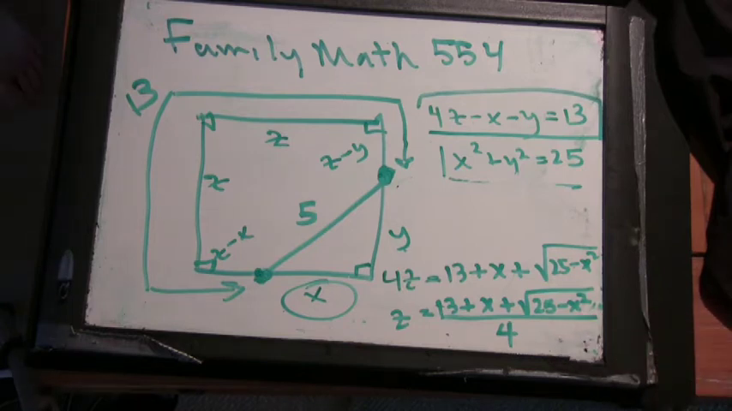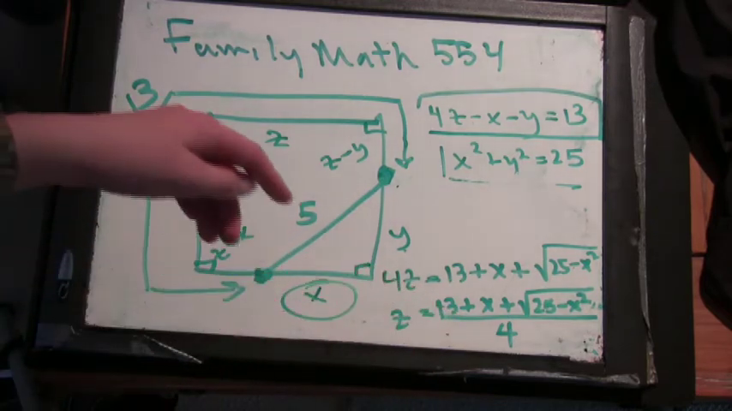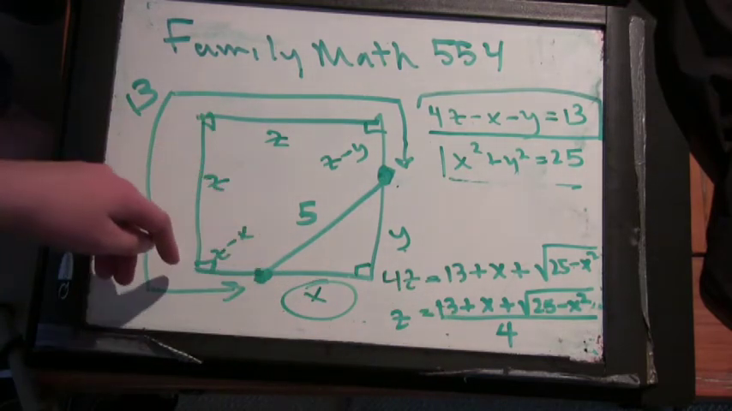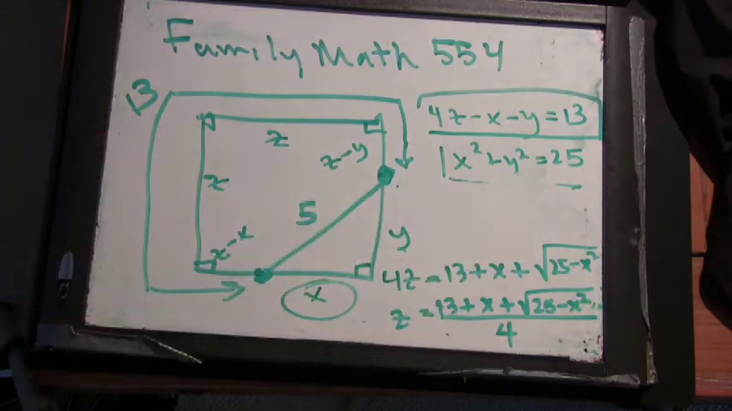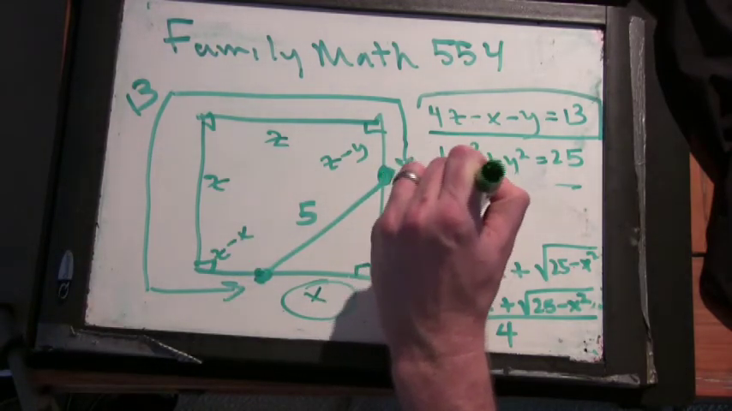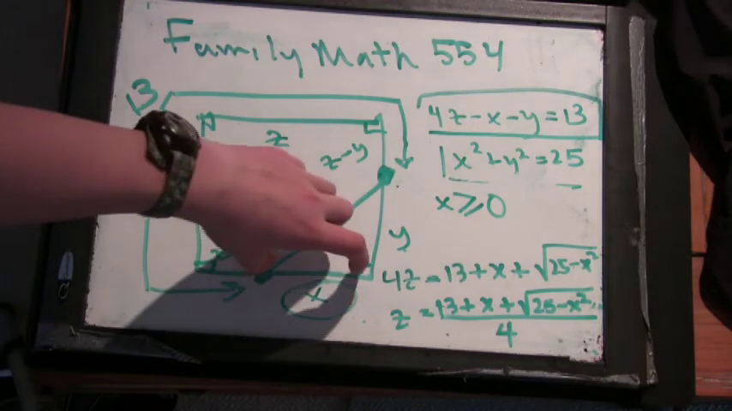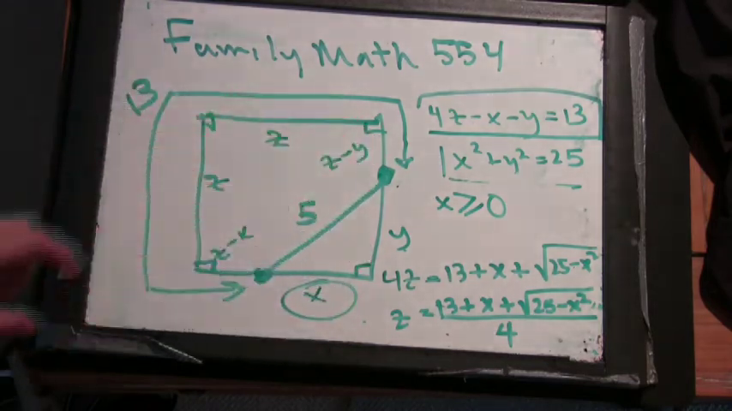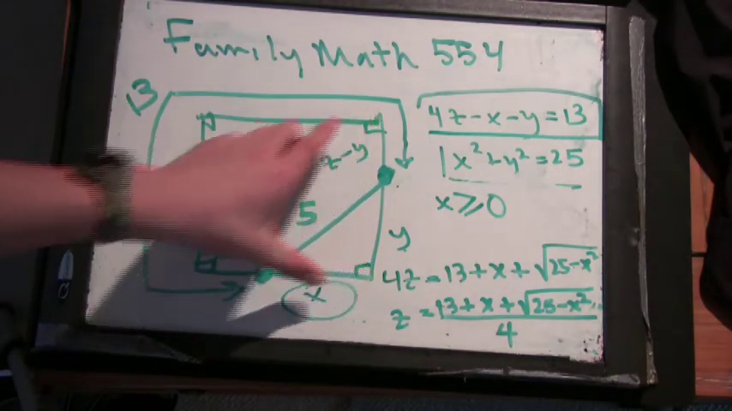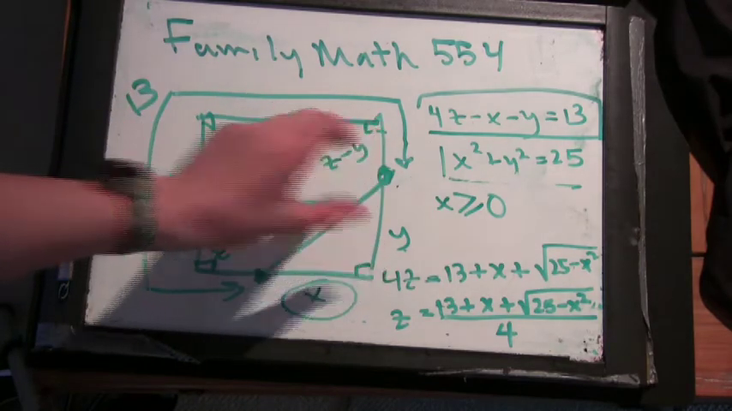You don't want x... well, x could be negative, small negative numbers. But actually, no, x can't be negative. Okay, x can't be negative or 0. Well, that's interesting. What would happen if x was 0? Well, this side would just be 5, because this line here would actually just shrink, and it's just that side.